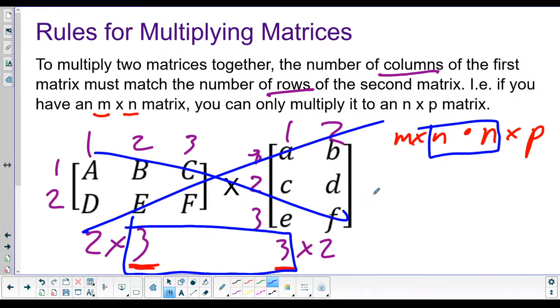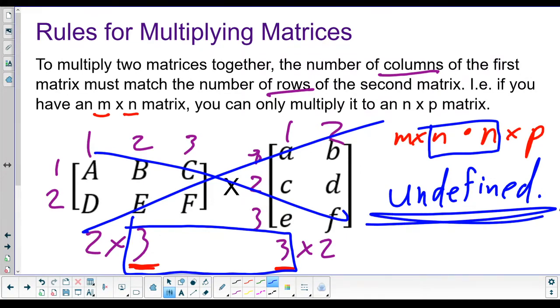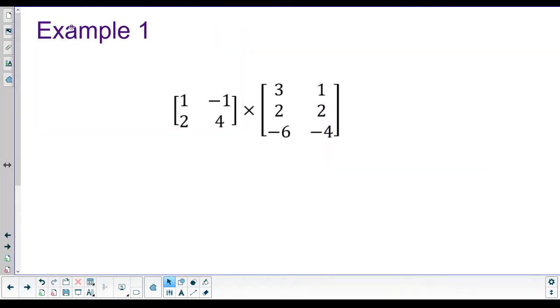So what that means in math is, what you should say if you're not allowed to do the matrix multiplication is that it is undefined, right? There isn't a set way to do it. There's no definition. So it's undefined. All right. So let's go look at a couple examples just to whet our palate and learn how to do this. Okay. So example number 1.